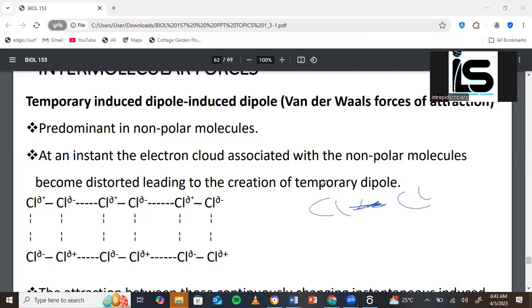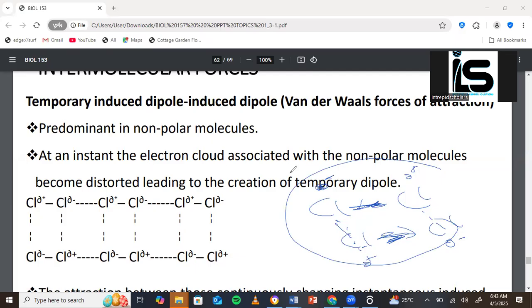When they shift to this side, it gives this one partial negative, and this one will become partial positive. If I have another chlorine like this, and then there's a disturbance for it to shift towards this side, I will get a partial negative and a partial positive at this side. Now, the attraction between these charges is what results in what we call an induced dipole. And this is a very, very weak force.